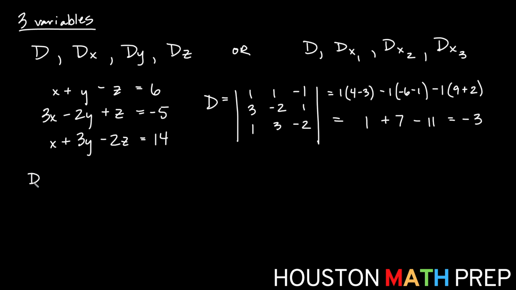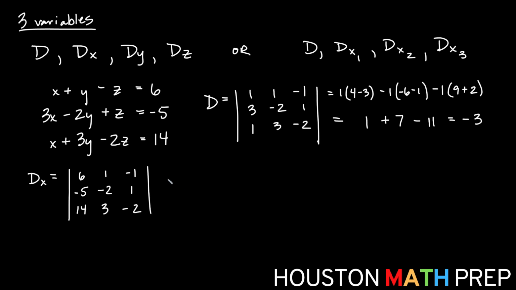dx, so dx is going to be the determinant, but with the x column, the 1, 3, 1, swapped out for the 6, -5, and 14 that's on the right side, right? So in the x column, I usually write that first. Sometimes people just write the wrong thing in the wrong place. So write it in first and then go back and fill in the rest so you don't make an oops. It happens all the time, right?